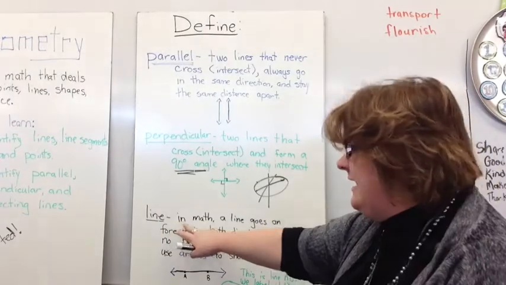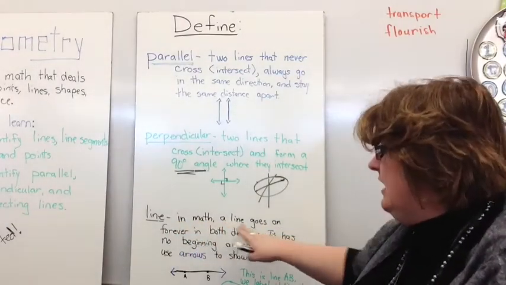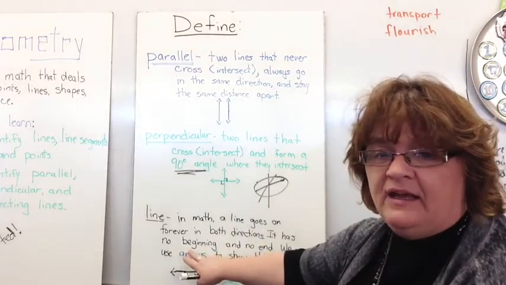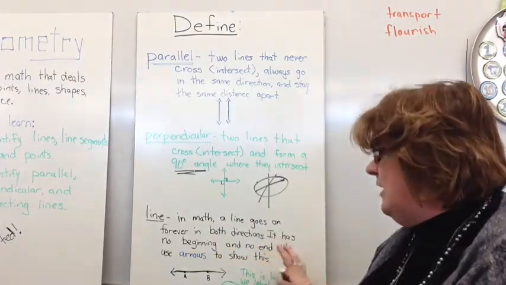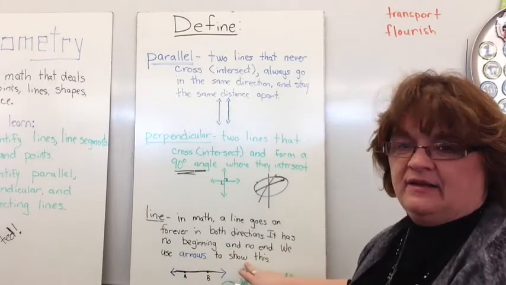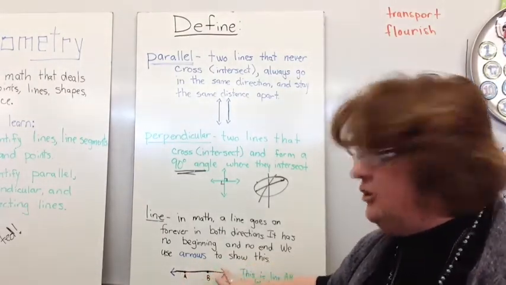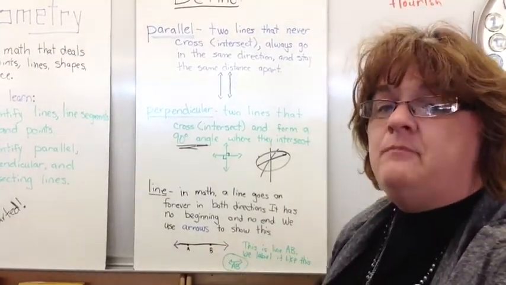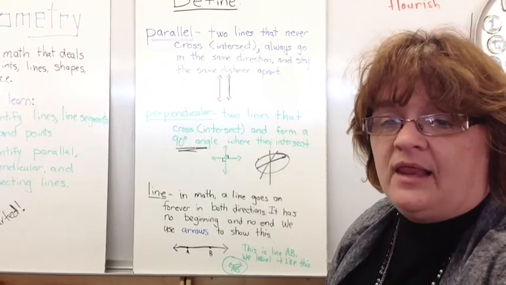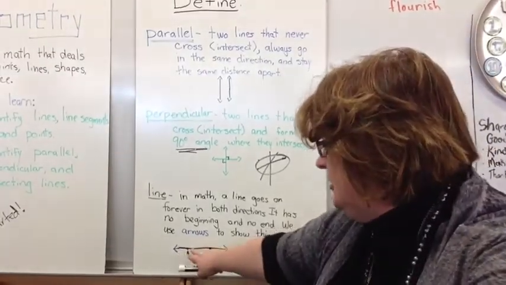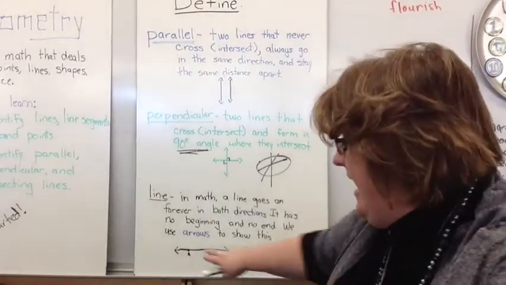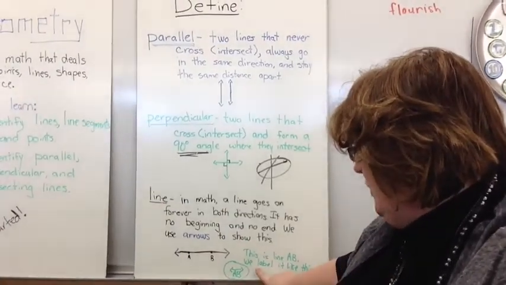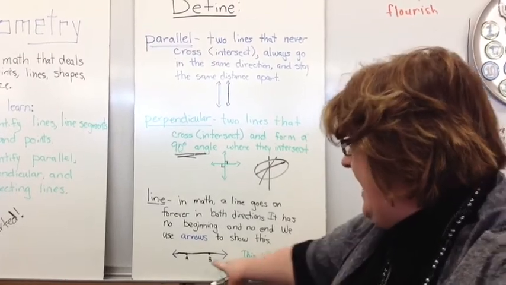In math, a line goes on and on forever in both directions. It has no beginning and no end. We use arrows to show this. So if you take a look at this line right here, you're going to notice there's blue arrows, one over at this end and one over at this end. In math, that's how we show we're talking about a line. That means that this will continue on this way forever and ever, and it will also continue on that way forever and ever. Okay? This is line AB.